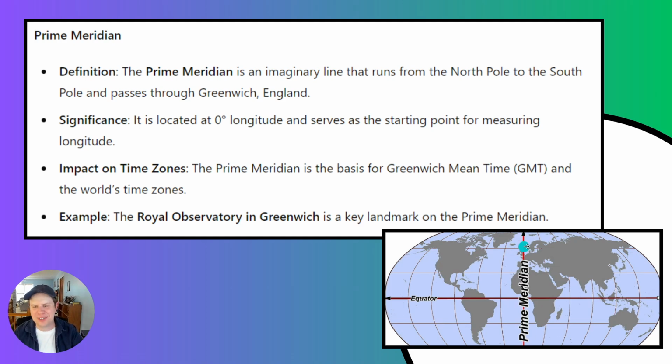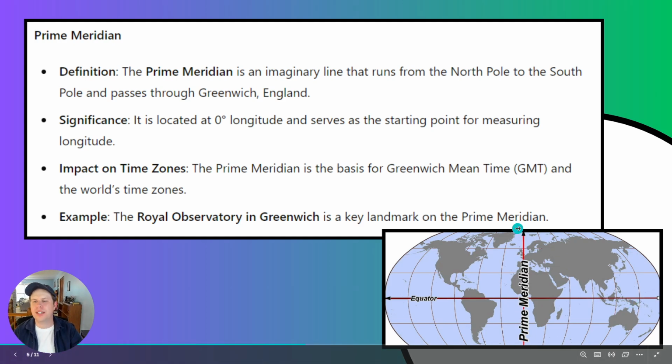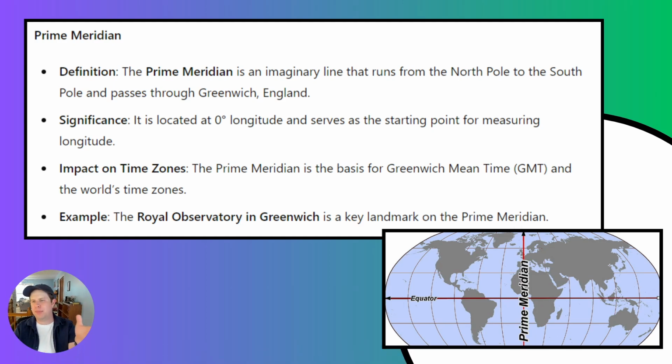Remember when we said imaginary at the beginning? These lines obviously don't actually exist. There is no line that bisects the Earth for the equator or for the prime meridian. These are things that humans created so that we could better read and understand maps, basically just process geography as a whole.